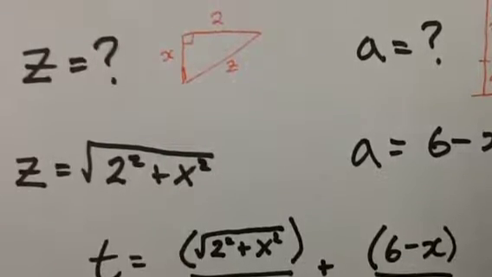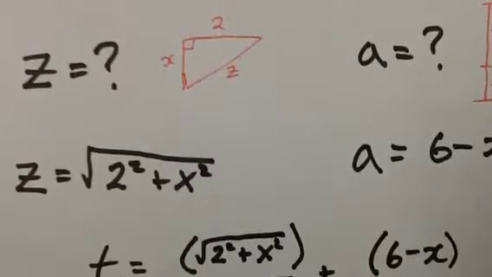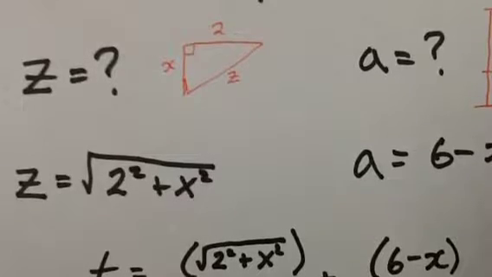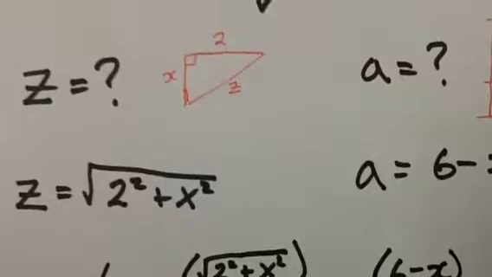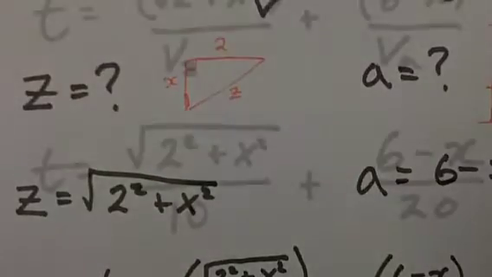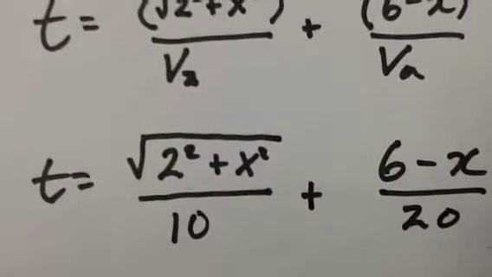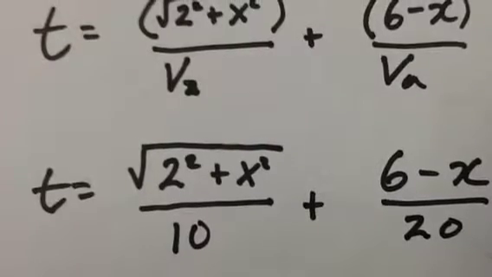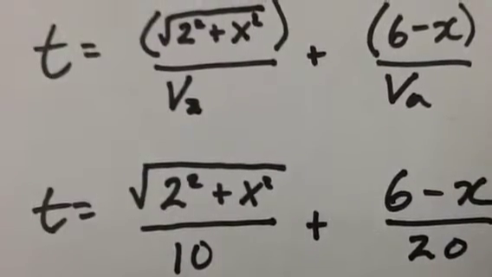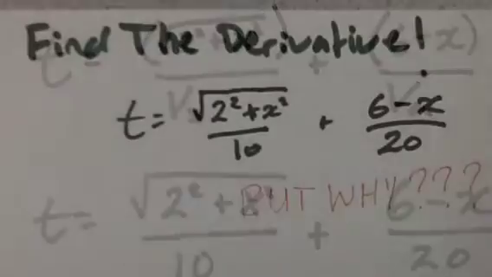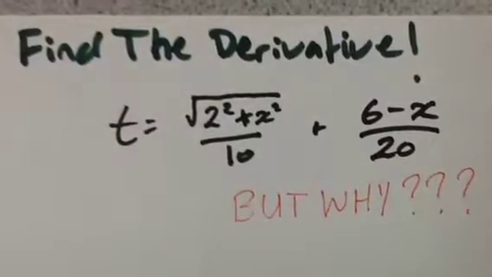Z we can find by using a very simple idea called the Pythagorean theorem. Since this triangle is a right angle triangle, we can simply say z equals the square root of 2 to the power of 2 plus x to the power of 2. And a is very simple to find, just like Waldo. The total distance minus the stuff we don't need. A equals 6 minus x.